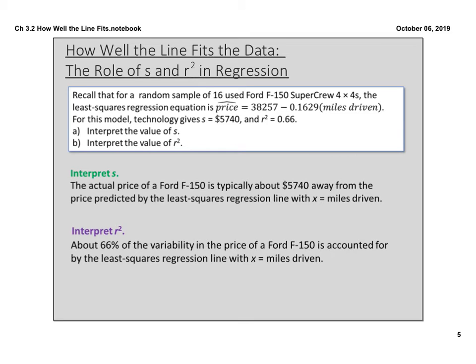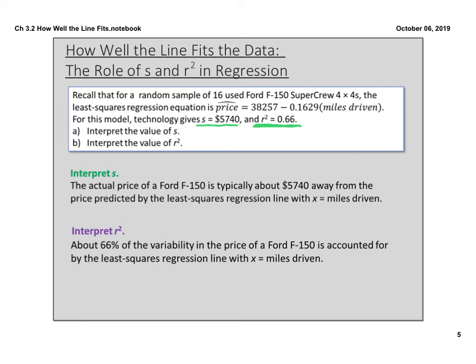All right, so let's talk about interpreting things. So we're going to go back to that Ford F-150 example again. It says, recall that for a random sample of 16 used Ford F-150s, the least squares regression line was price hat equals $38,257 minus 0.1629 times the miles driven. For this model, technology gives an S value, or in other words a standard deviation, of $5,740, and it gives us an R squared of 0.66, okay?